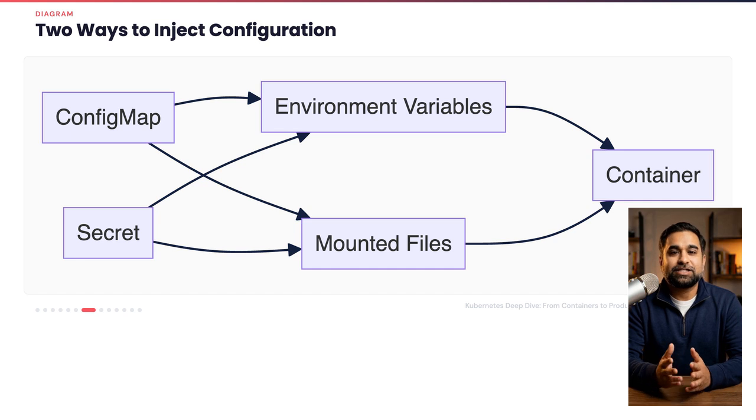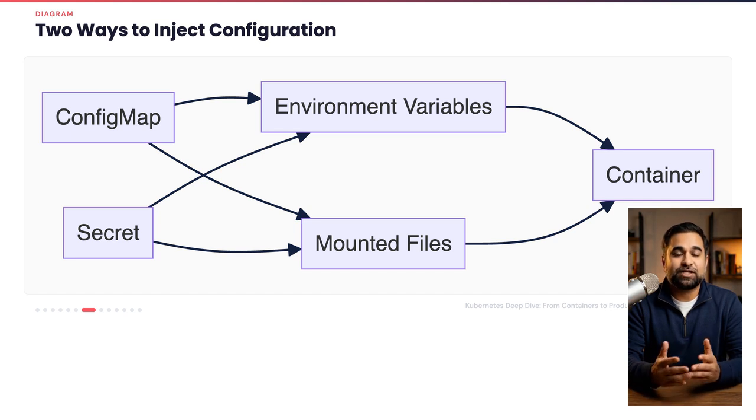Now I can create a secret YAML with these encoded values. The YAML is on screen now. We have a secret named database-credentials with type Opaque, which is the default type for arbitrary secrets. Under data, we have username and password with their base64 encoded values.